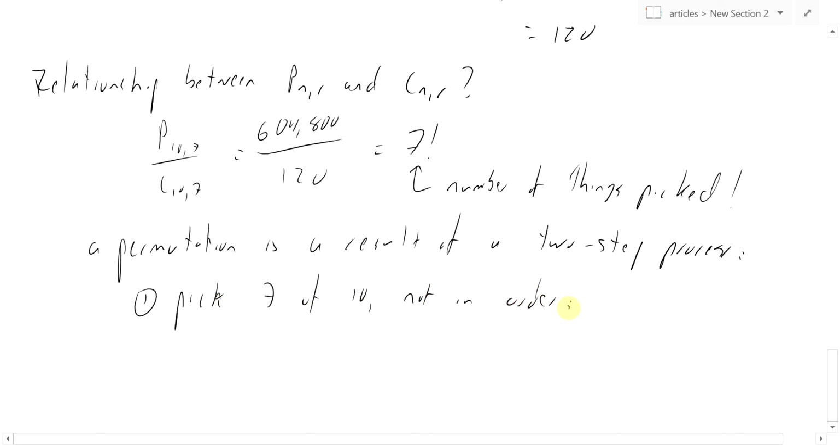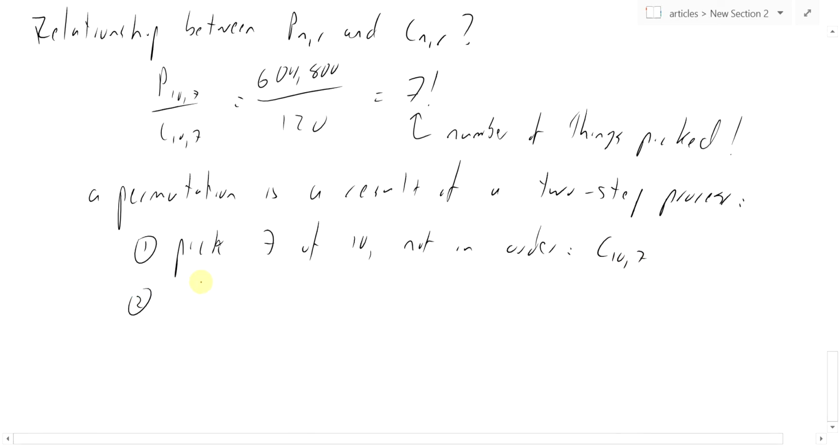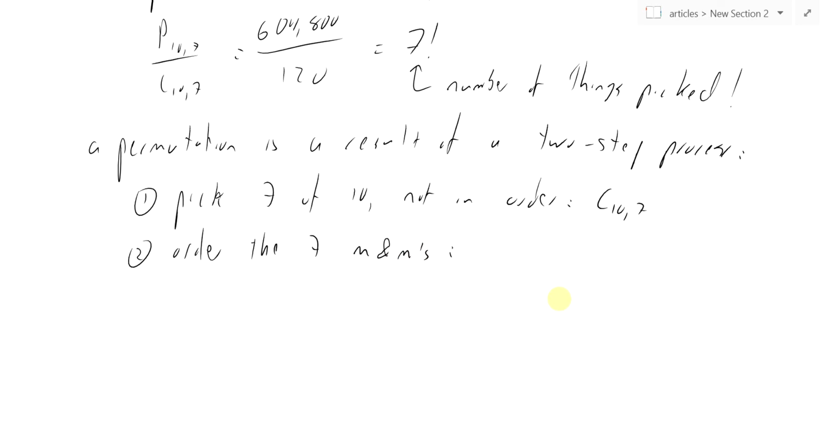And how many ways is there to do that? Well, it's a combination. I'm just picking 7 out of 10, not in any particular order. And then the second thing is order the 7 M&Ms. How many ways are there to order 7 M&Ms? If you've got 7 M&Ms sitting on the table, how many ways are there to order them? Well, that's a multiplication principle.